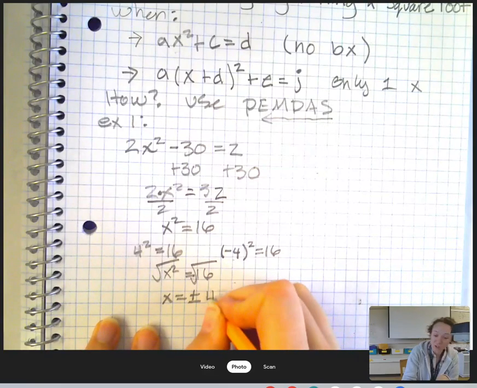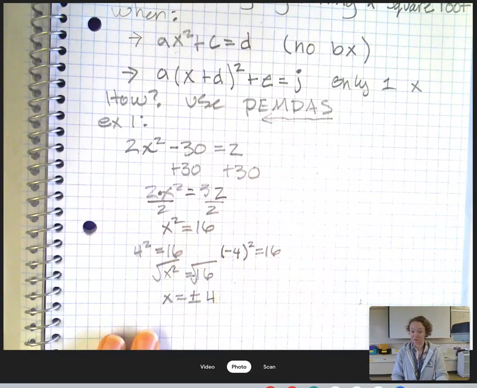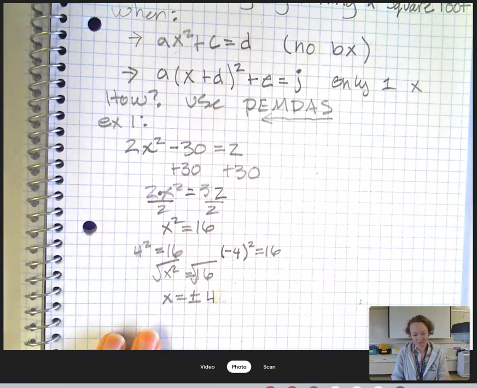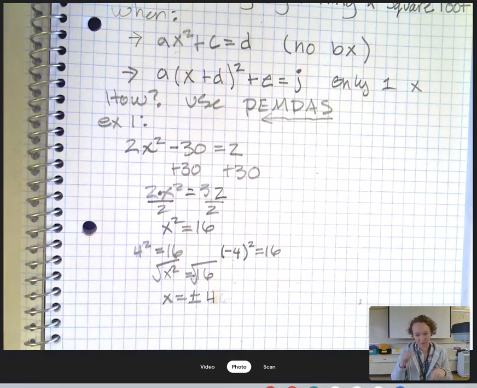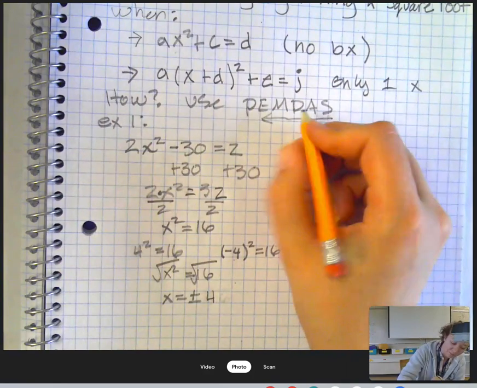If it was not a nice square root, if this was like the square root of 15, then we would still leave it as the square root of 15, or we would plug it into a calculator and get those decimal approximations. All right, let's do another example.